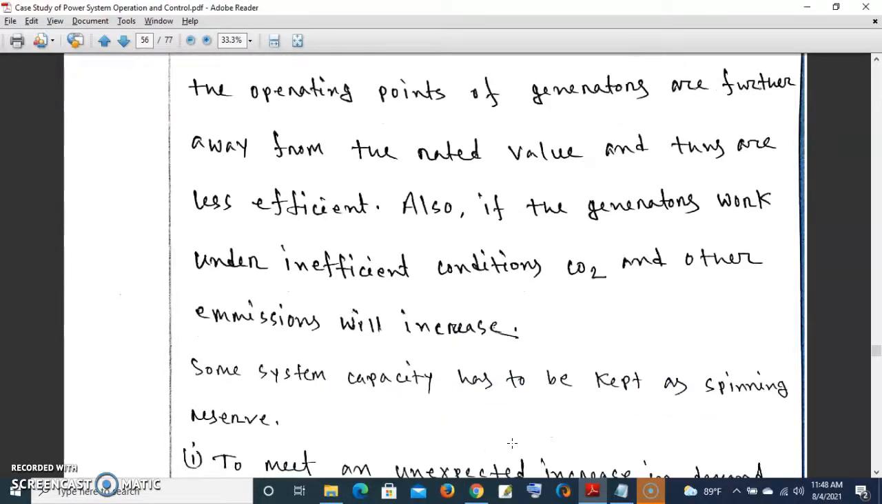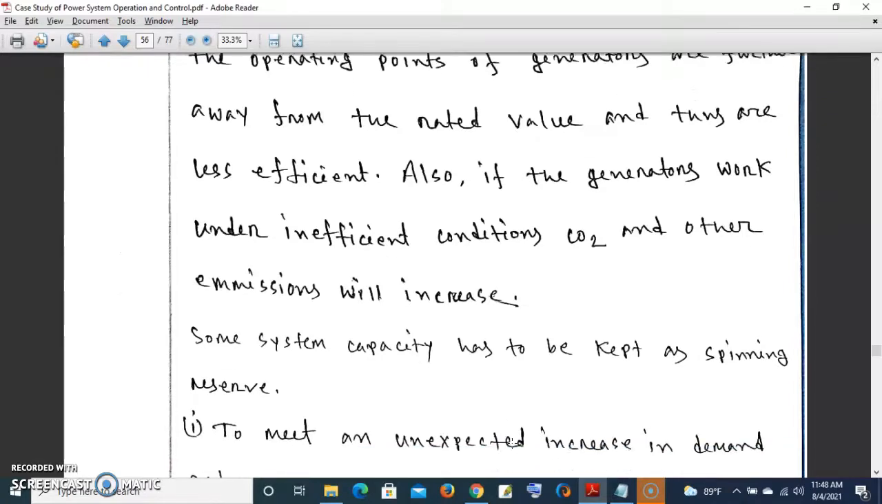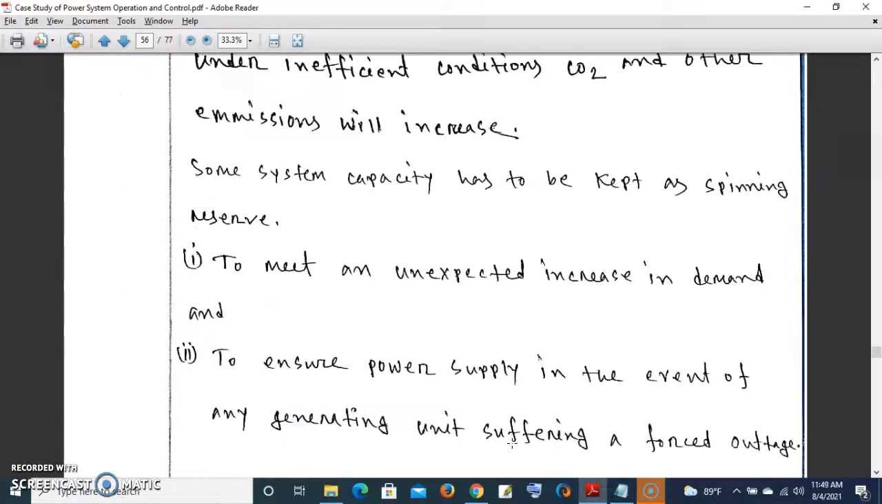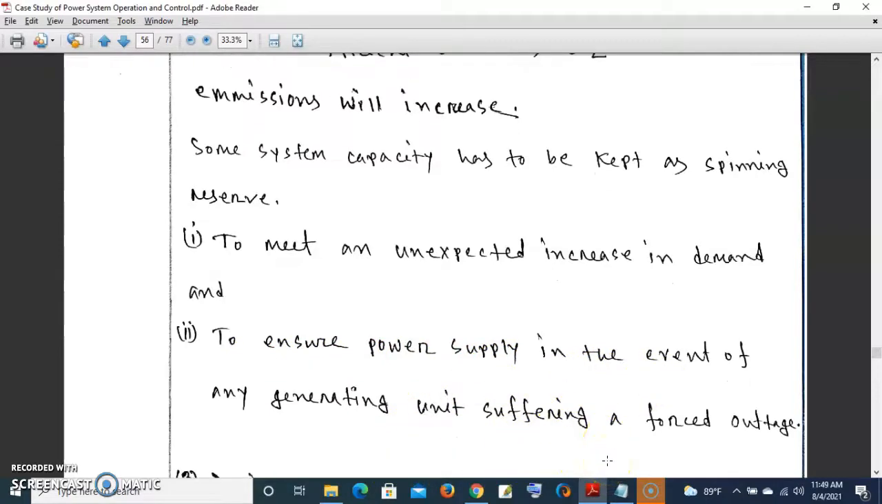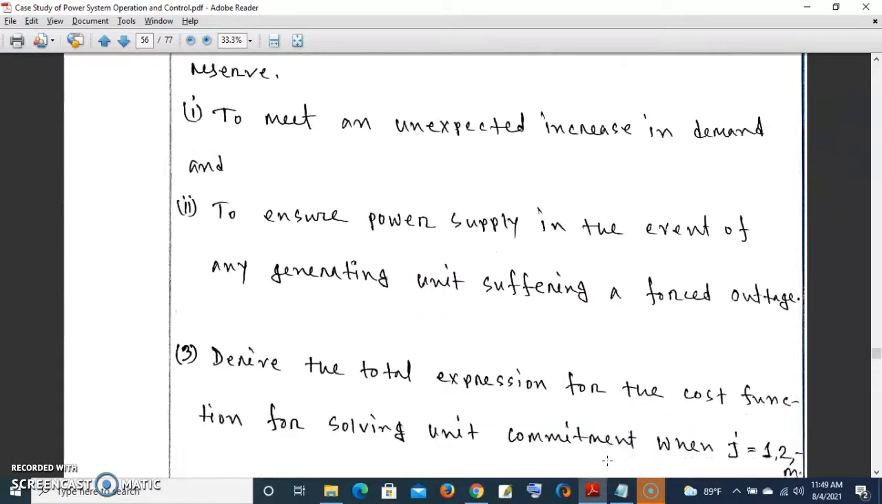Some system capacity has to be kept as spinning reserve: 1. To meet an unexpected increase in demand, and 2. To ensure power supply in the event of any generating unit suffering a forced outage. 3.